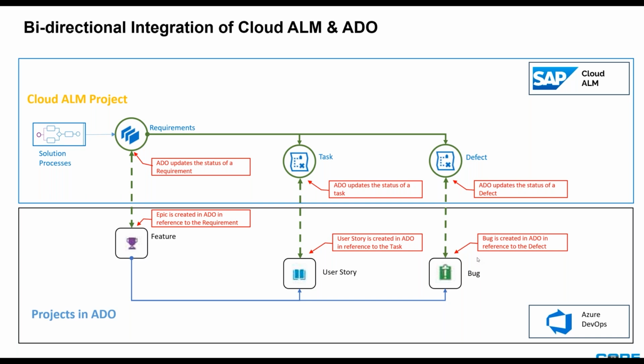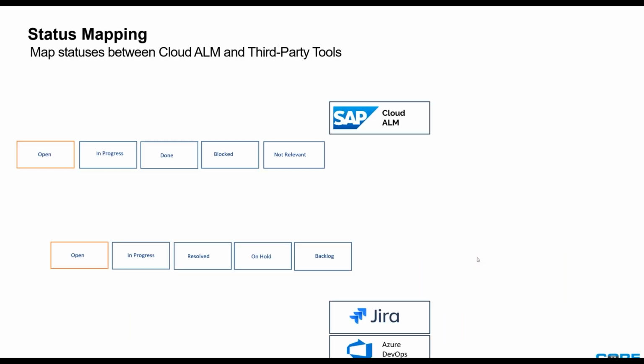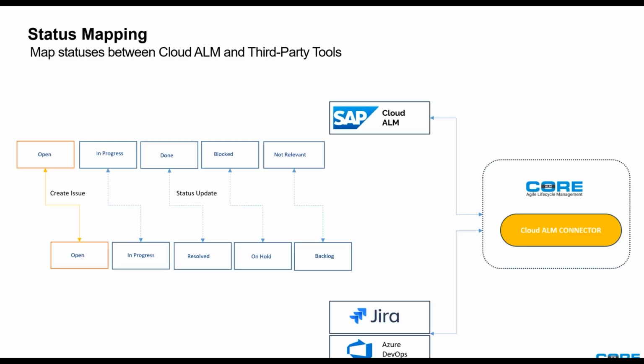in the other tool. Now, this is from a status mapping perspective. There are some common statuses within Cloud ALM. Keep in mind these are predefined, so you cannot really change statuses in Cloud ALM. But if you have different statuses in either Jira or Azure DevOps, we could pretty much map any status with our Cloud ALM connector.